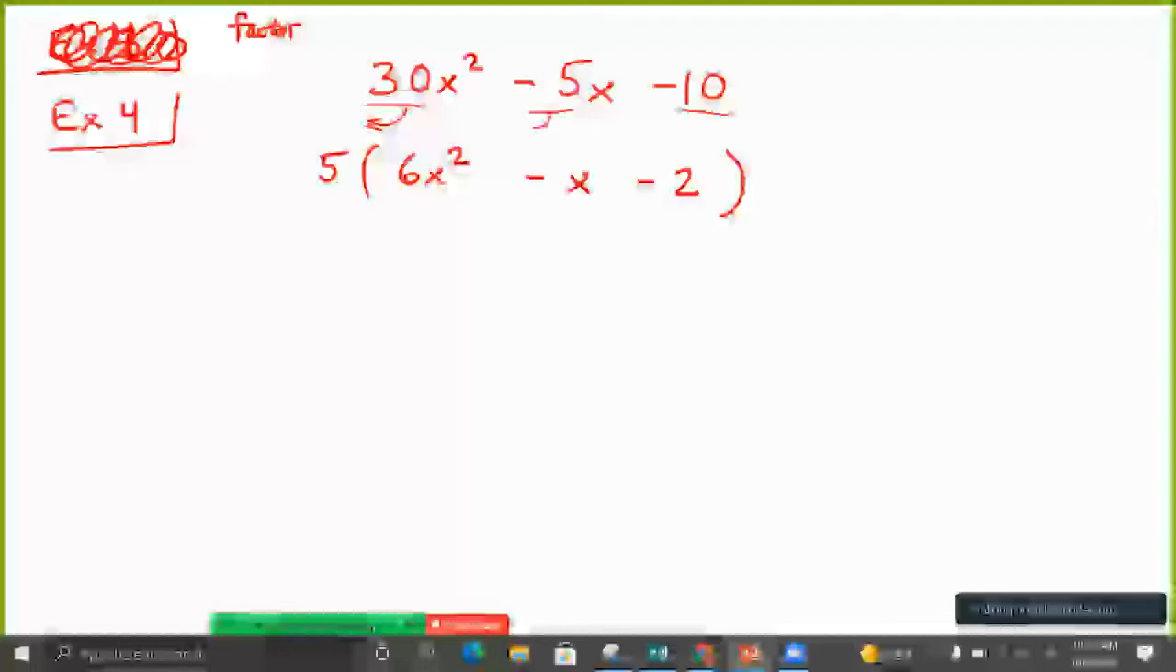We're factoring out 5. We're literally factoring out the 5. And that's why we see it out here of the parentheses. 5 times all the remaining stuff: 6x squared minus x minus 2. Oh, okay. Is that okay so far?